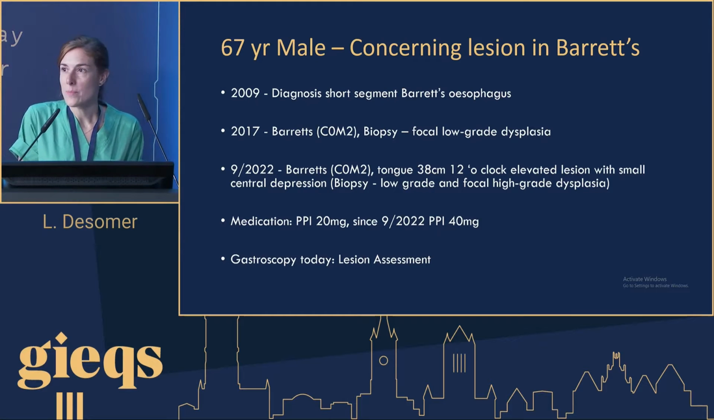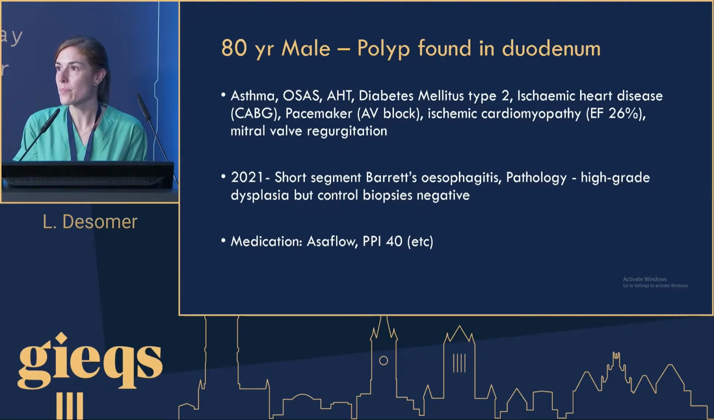So this patient, the patient in the room, is a 67-year-old male, and he has Barrett's esophagus, C0M2 in 2017, low grade. In September 2022, they saw a lesion which was a little bit more concerning, showed high grade focally. So today we're going to do a lesion assessment.